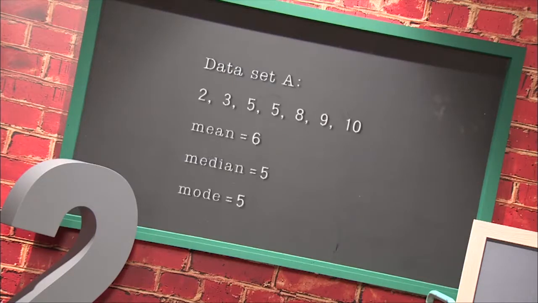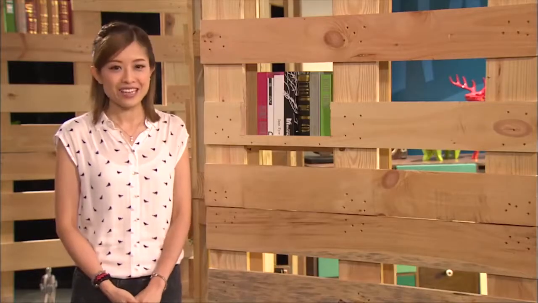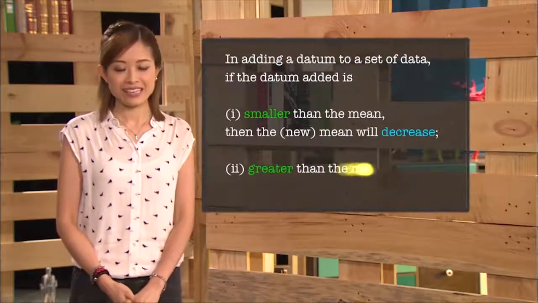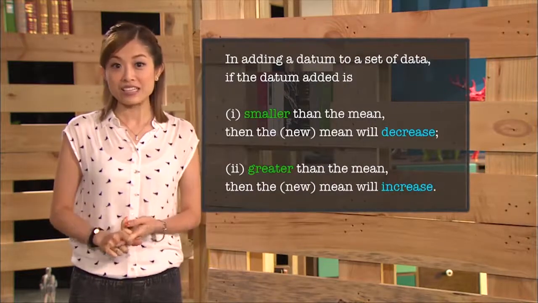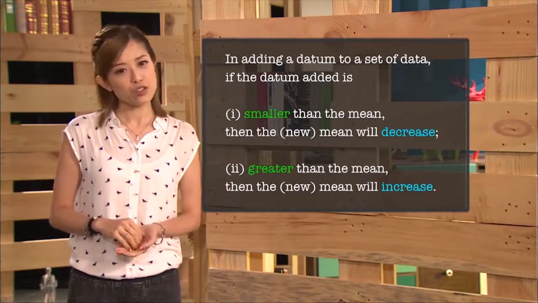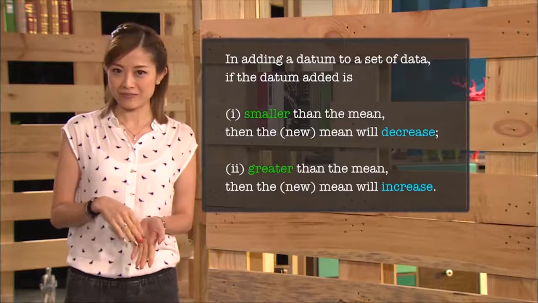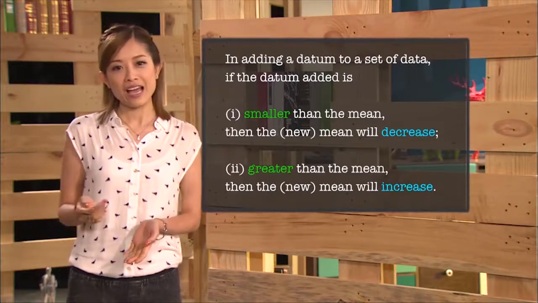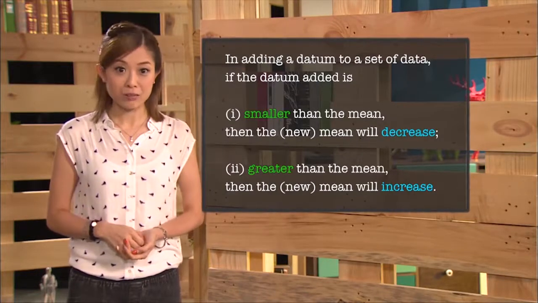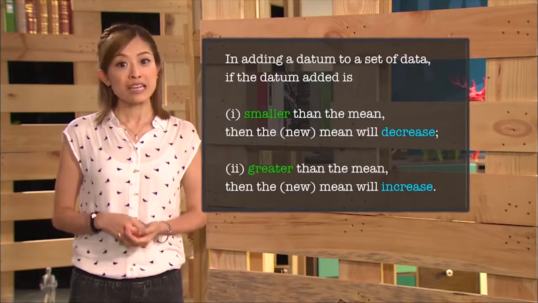In this situation, 14 is added. 14 is greater than the mean. The new mean is 7. The new median is 6.5, and the new mode is 5. The conclusion is, when an item is added to a data set, if the added data is smaller than the mean, the new mean will decrease. On the other hand, if the added data is greater than the mean, the new mean will increase.